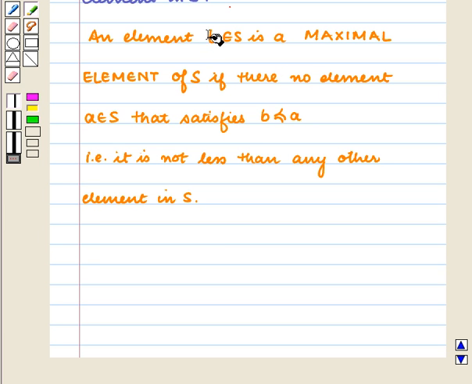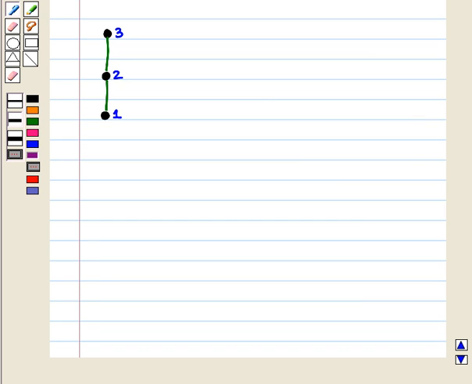Similarly, an element B belonging to S is a maximal element of S if there is no element A belonging to S that satisfies B precedes or equal to A, that is, it is not less than any other element in S. See, from this Hasse diagram, we see that 1 is the minimal element and 3 is the maximal element.